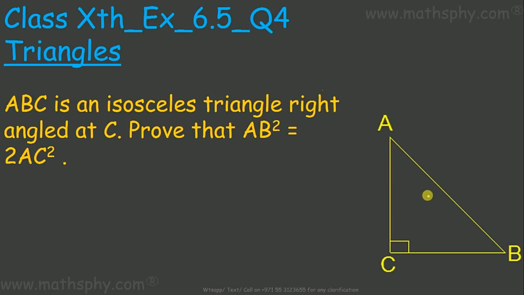Done? This question here, it says ABC is an isosceles triangle. Right angle at C. It means ABC is a right angle isosceles triangle. Prove that AB square is equal to 2AC square.